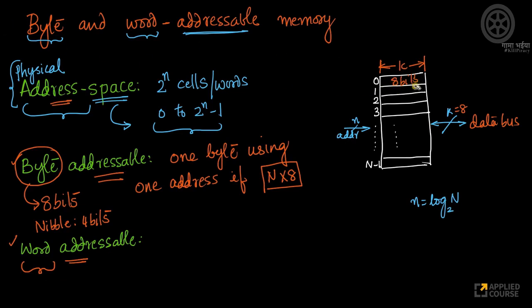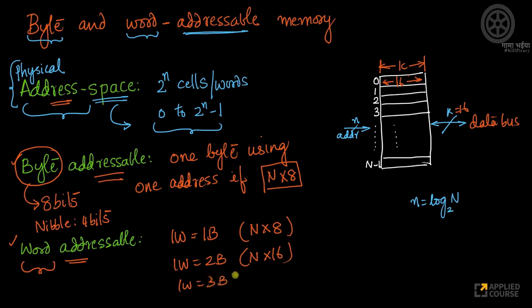But imagine a world where k equals 16 bits, then what happens? One word can be equal to 1 byte if your memory chip is N cross 8 chip. Your one word could be 2 bytes if your memory chip is N cross 16. Your one word could be 3 bytes if your memory chip is N cross 24. So the definition of a word is not fixed. The definition of what a word is is nothing but a cell.